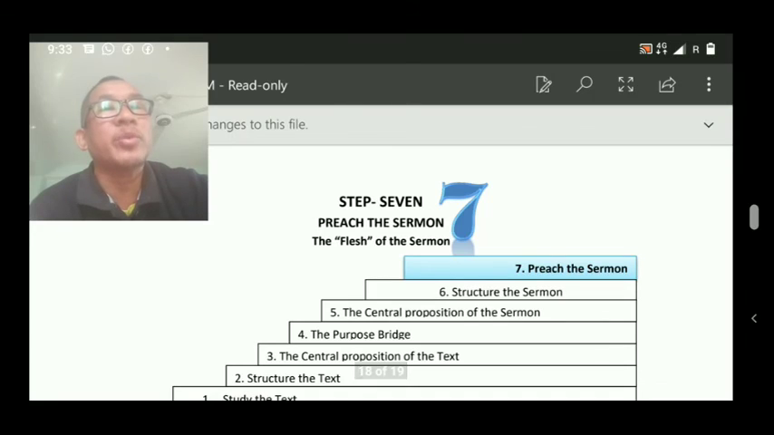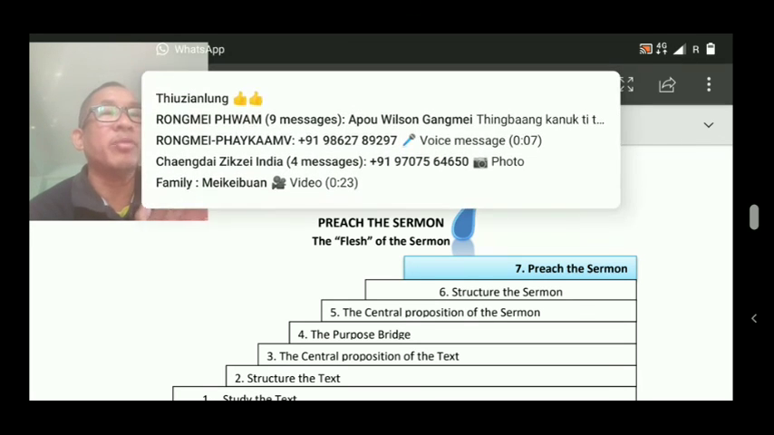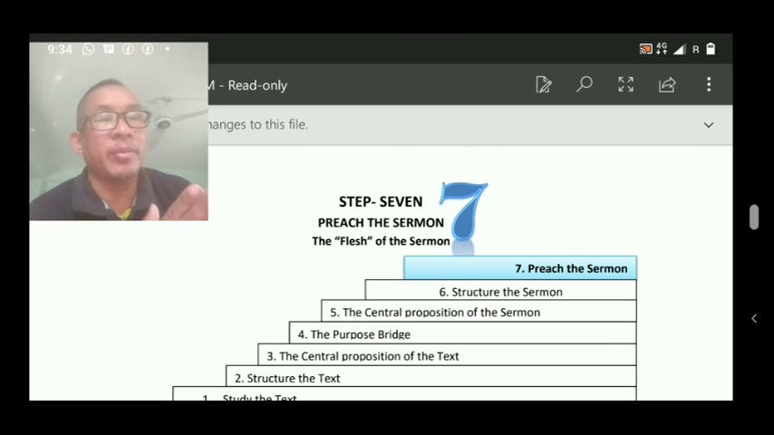In the next class we will see step number 7. This is also very simple, but there are a few things that I want to edit. Since you are preaching the topical sermon and the textual sermon, you will understand, because the way to preach a sermon is always the same. It is just something to be added into this step.